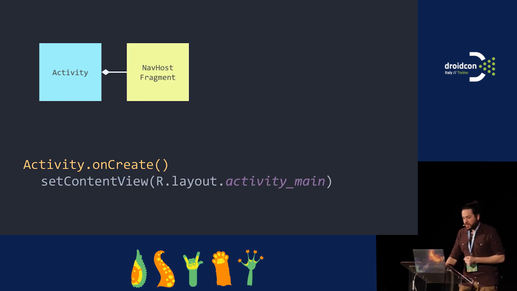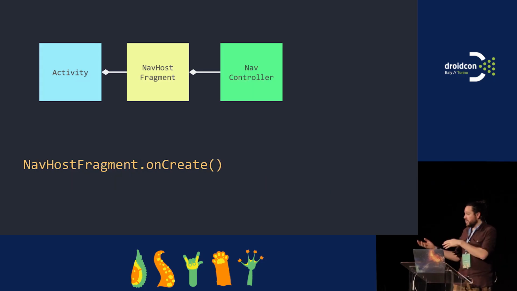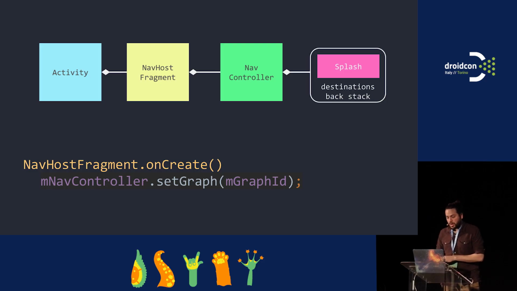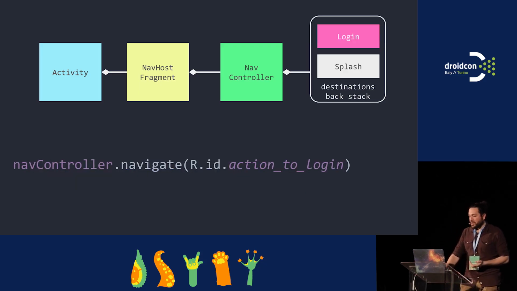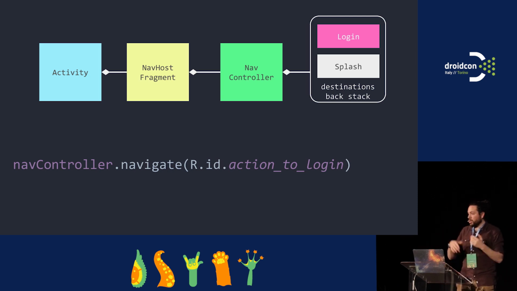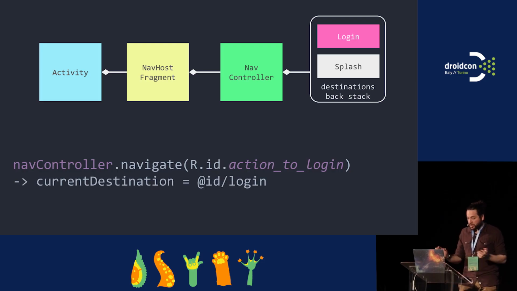So when your activity is created, then the nav host fragment is created when you add it into your UI. Then the nav controller is automatically created for you. Okay, so this is pretty simple. And when you start navigating, the nav controller will hold what is called the destination backstack, with the first destination, the home, the start destination. Here it's splash. Then, do you remember? We automatically redirect to the login destination. Okay, that's cool. And the current destination at this moment is login, right?